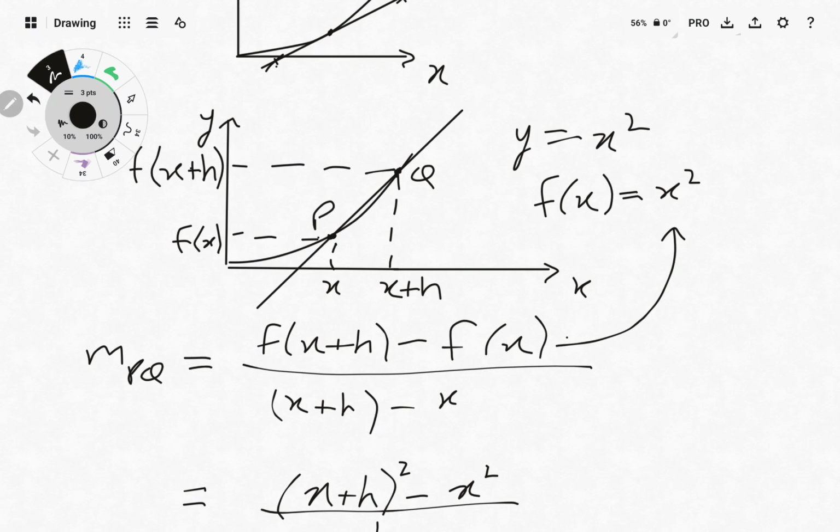Now, just think of this a little bit. If h was 0, could I find the gradient of the curve at P? What would actually happen if h was 0? If h was 0, then I would simply get x comma f of x as the coordinates for Q, which are already the coordinates of P. So technically what I would end up getting would be the gradient at P.